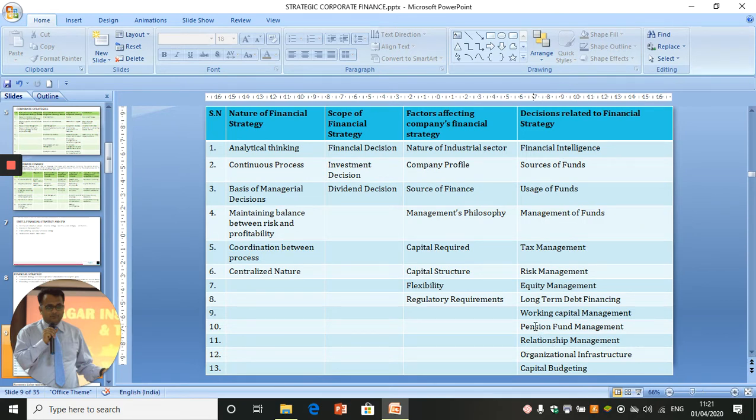For example, if you look into pension fund management, an organization may have a pension fund which has been deducted out of the salary of the employees. Those pensions are to be given once the employee retires, and the proper management and allocation of that fund, thereby making profits, is needed so that the pension can be given in a profitable manner. That is a big deal, and that is where the financial strategy comes into the picture. So this is how these decisions are related to financial strategy.